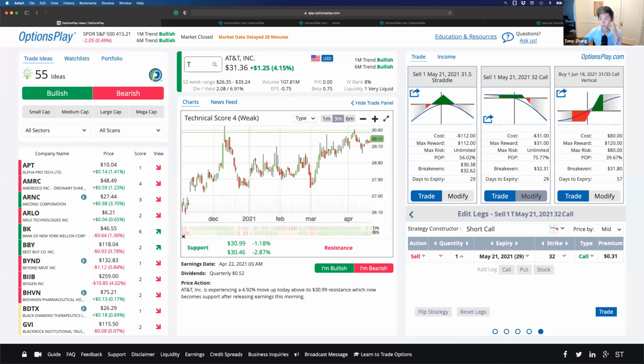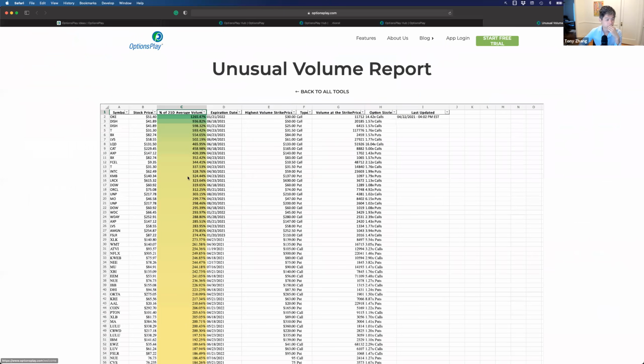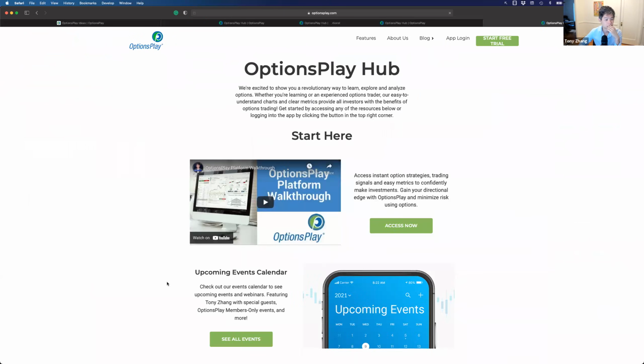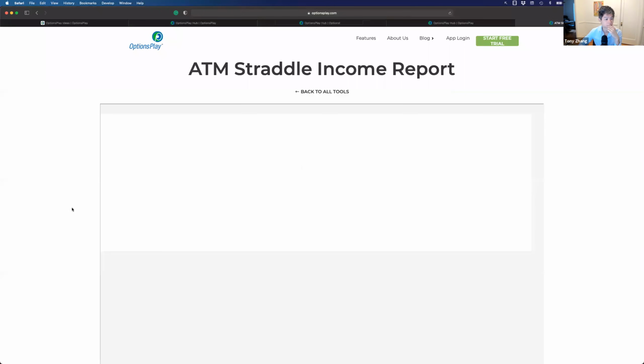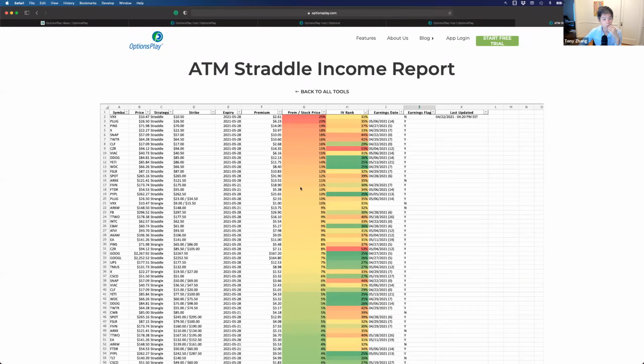What is the color coding on the straddle report, and how do you best use it to pick your plays? First of all, it's sorted based on how much premium you collect based on the stock price. The higher the amount of premium you collect, the further away the break-even costs are. The IV rank just tells you the implied volatility rank.